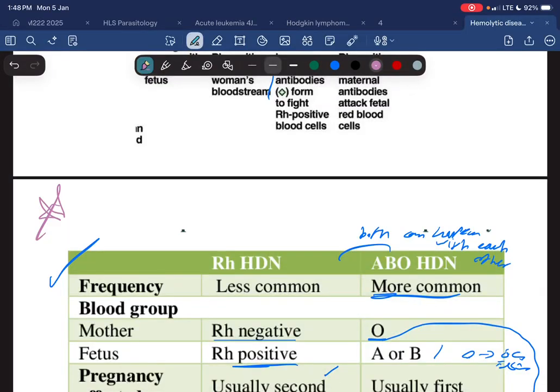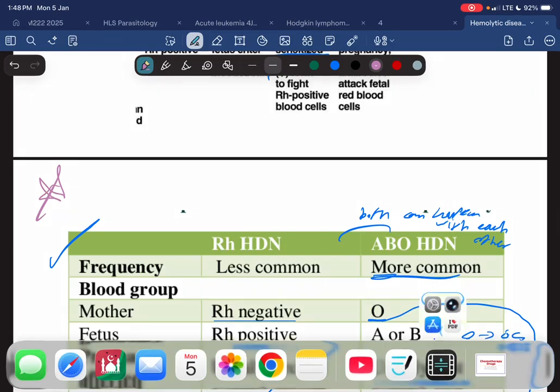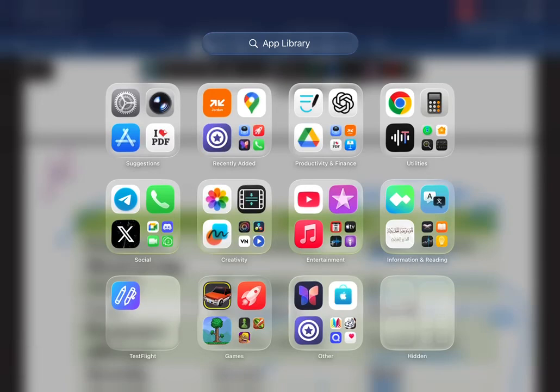So they are activated after exposure to the antigens. Then we have the paracortical or paracortex. After that, we have the medulla. This is the normal structure of the lymph node.